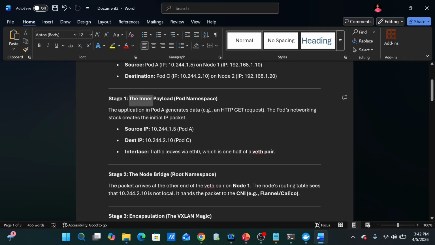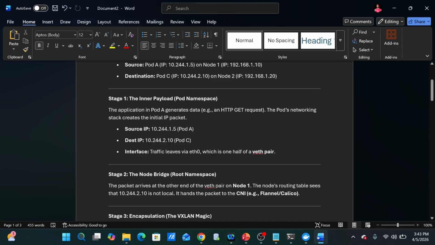It's basically the inner payload inside the pod namespace. The application in pod A generates data like an HTTP GET request. So what does the application do? Inside the pod namespace, it generates an HTTP GET request. Now the pod's networking stack creates the initial IP packet with the source IP of pod A and the destination IP of pod C. Now here, as I already explained how encapsulation happens, we are just going with a real-time example. So what actually happened?